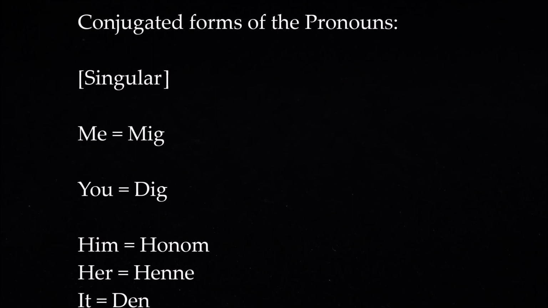Now, observant as you are, you probably noticed that the pronunciation of the word doesn't really make sense with how it's spelt. And it simply has to do with the evolution of the spoken language, while the written word remained like this. Moving on to you is dig. So the same thing like with mig, but dig. Him is honom, while her is henne. It in this conjugated form is den.